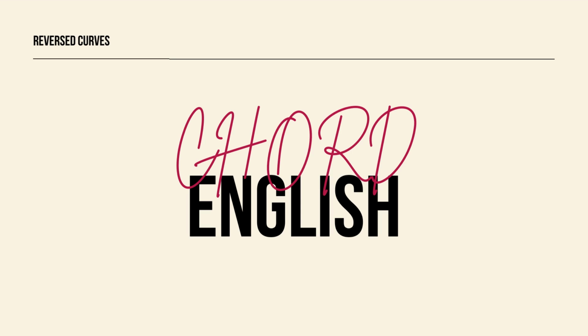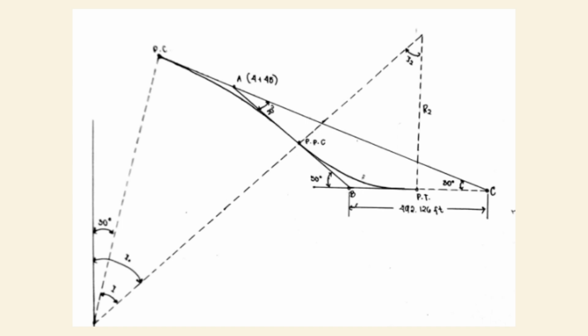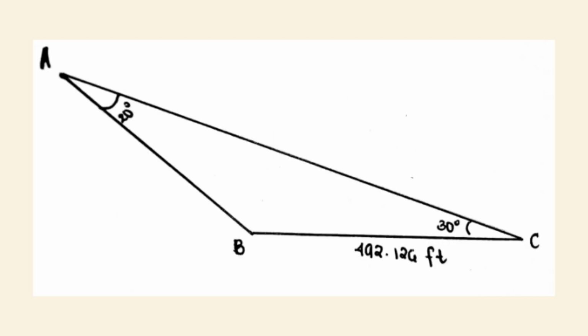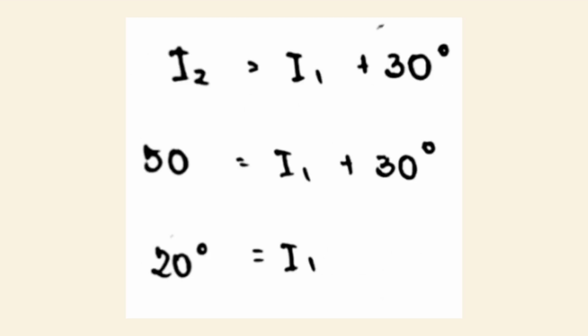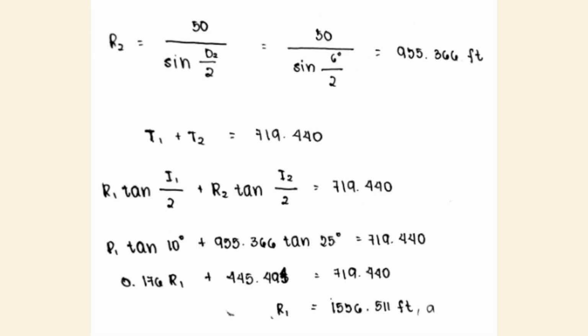So we're still in the English system of measurement. Our figure would remain the same, and the triangle is still like this. So using sine law as before, the length of our AB would now be equal to 719.440 feet. Our I sub 1 would be equal to 20 degrees.